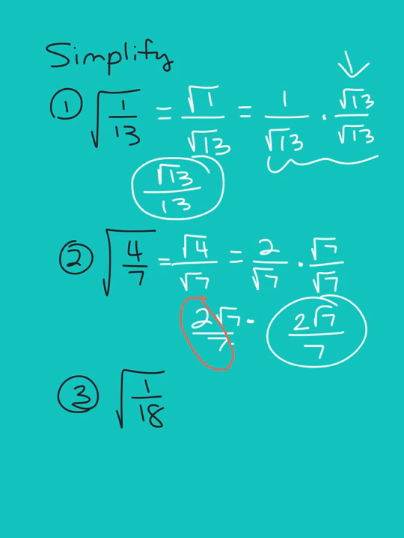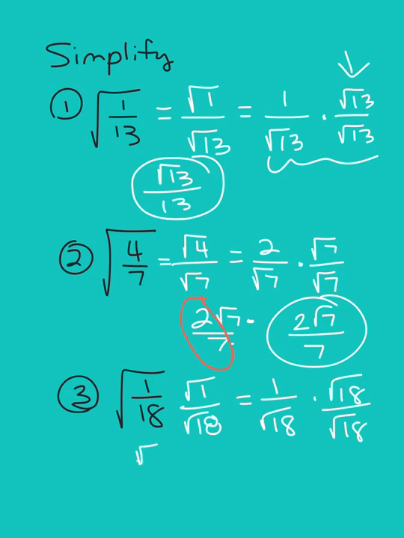In number 3, the same thing, so I'm going to split that: the square root of 1 over the square root of 18. The square root of 1 is 1 over the square root of 18. I'm going to multiply top and bottom by the square root of 18. So I have square root of 18 over 18. Now the square root of 18, there's a perfect square that goes into it. It's 9. So I'm going to do the square root of 9 times the square root of 2 over 18. So that gives me 3 root 2 over 18.